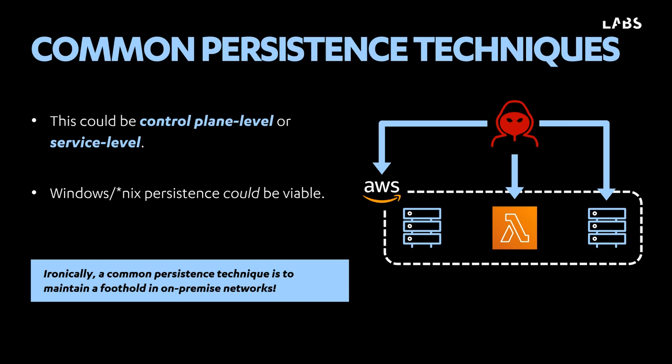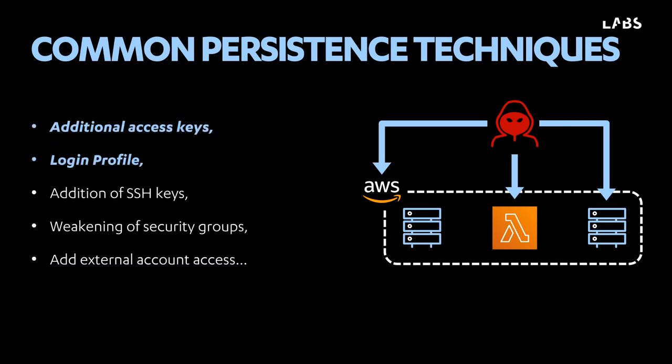But also, there's quite a wide range of control plane level persistence techniques that we could work with. Looking at a few of those now, one of the most obvious that we're going to be looking at in this lab is around additional access keys and login profiles on an IAM user. So there's an IAM user already in the account. IAM users can have up to two sets of access keys configured. And so if the user that you're interested in only has one, you can simply configure a second, and that allows you to authenticate to the APIs as that user.